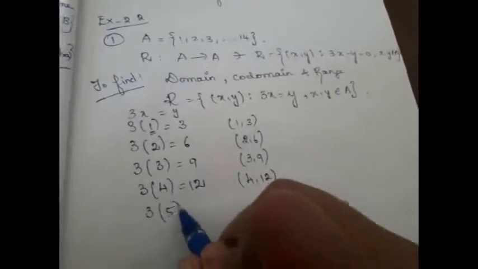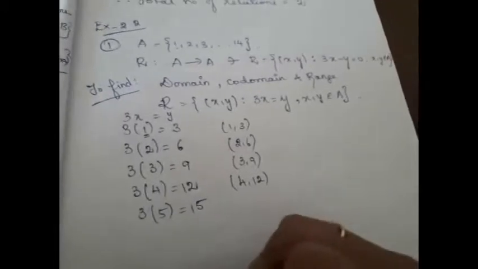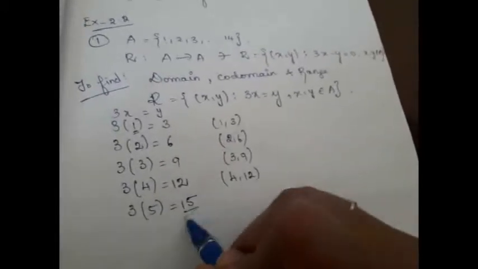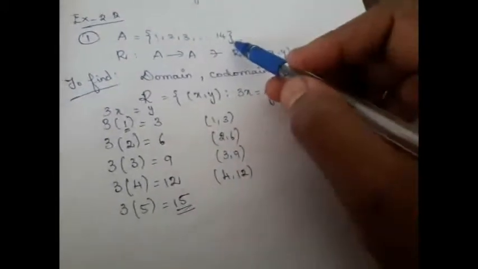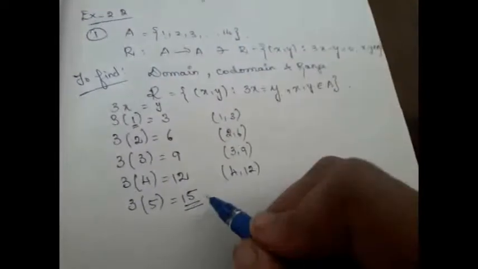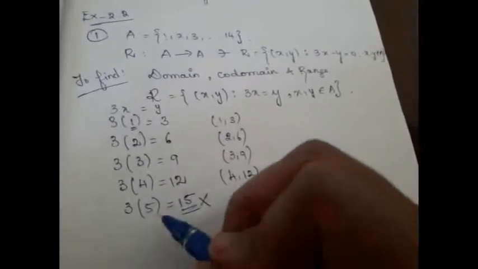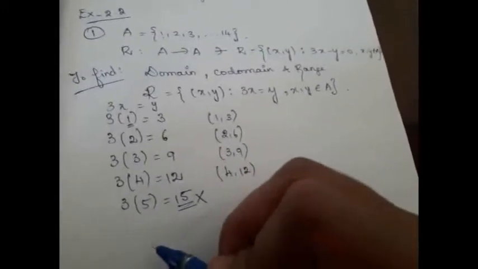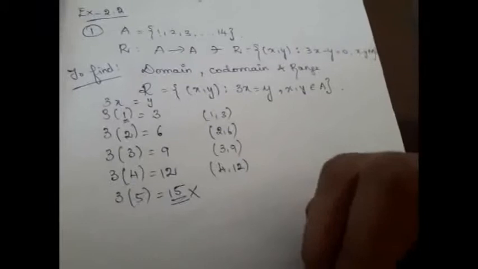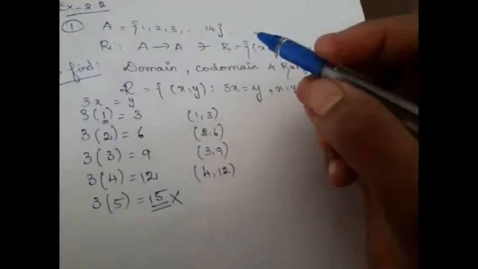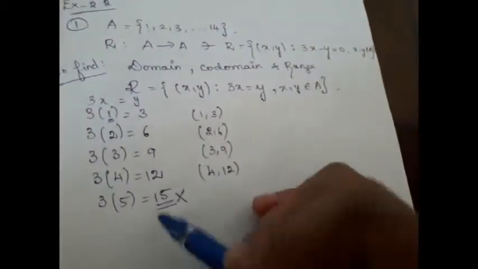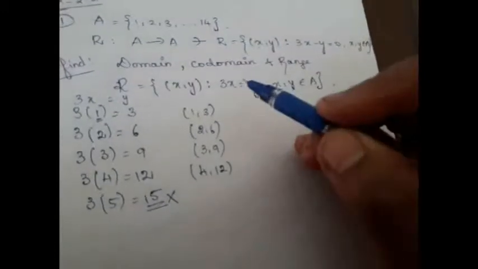Then 3 into 5, 15. Check. But this 15 is not available in your set A. So this cannot happen. So this is invalid. Even if we go with 6, 7, we will obviously get a number more than 15, which is not an element of A itself. So these ordered pairs won't come under this relation.